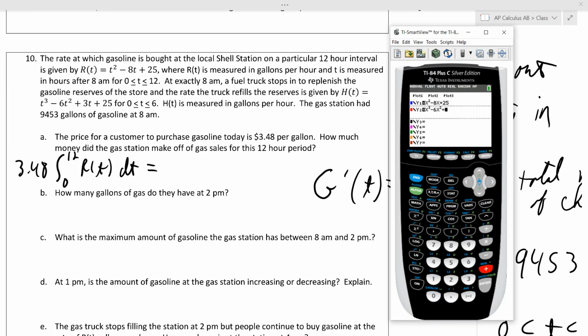plus 3t plus 25. My kids are playing with Scratch, the programming language over there. Who knows what monster they're creating.